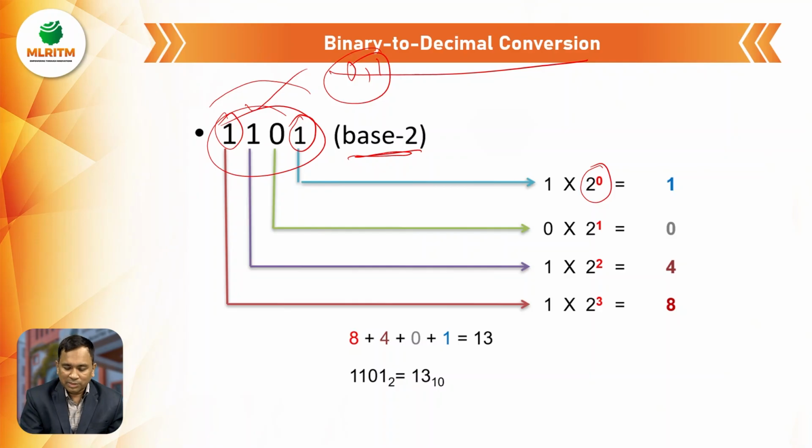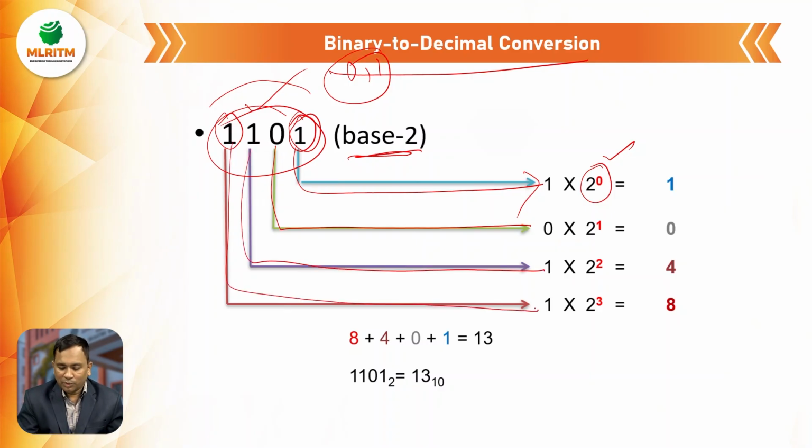So first you have to start with the least significant bit value 1: 1 into 2 power 0, and next value 0 into 2 power 1, 1 into 2 power 2, 1 into 2 power 3. So why are you getting only 4 numbers? In this case, I'm taking only a 4-bit binary number. It starts with 0, so 2 power 0, 2 power 1, 2 power 2, 2 power 3. If I take a larger number of bits, the value will increase.